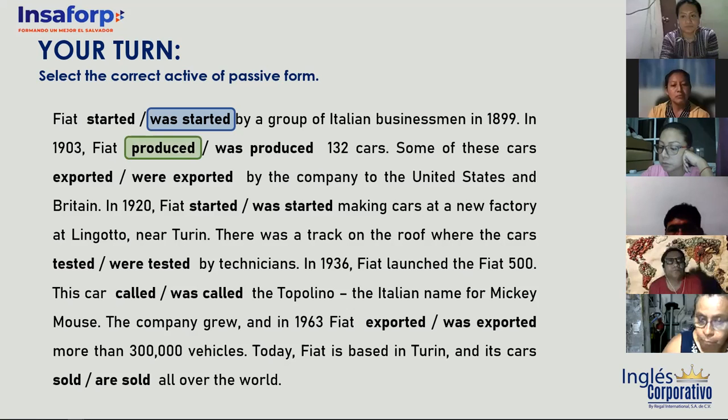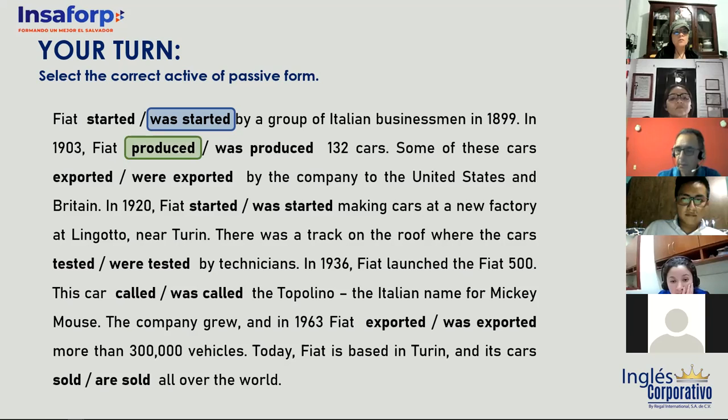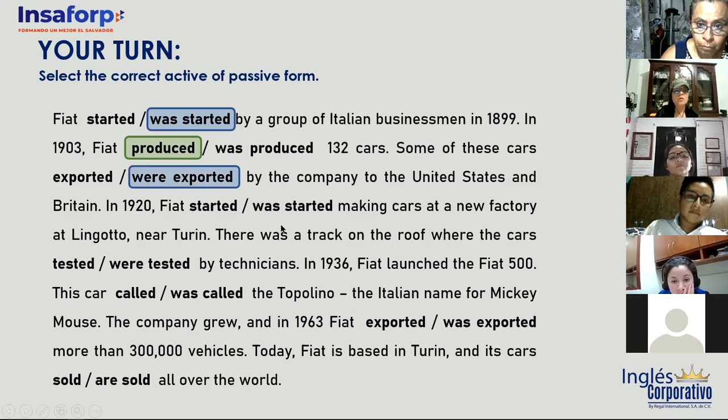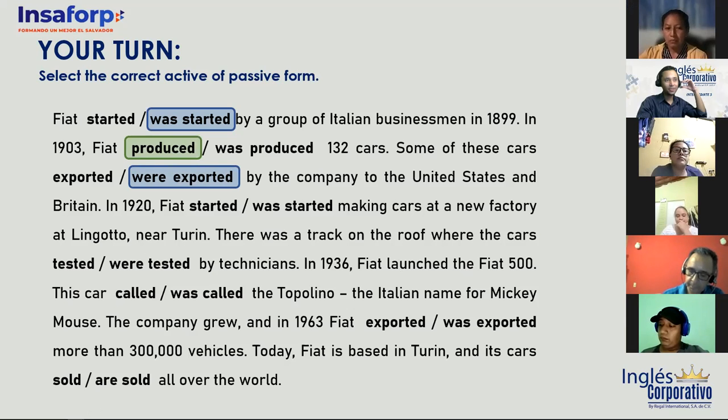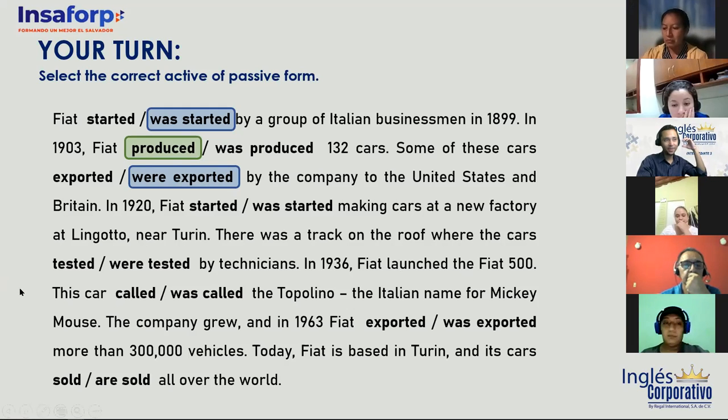I don't know, Luis, if you wanted to go for the next one. Yes. Okay. Some of these cars were exported by the company to the United States and Britain. Very good. Thank you, Luis. That was great. Okay, Griselda wants to participate now. And then Natalie, Alejandra. Okay, so Griselda and then Natalie. Griselda? Okay, teacher.